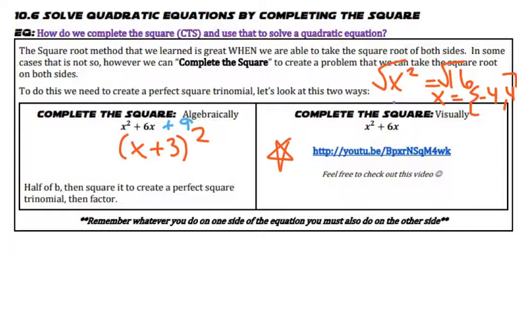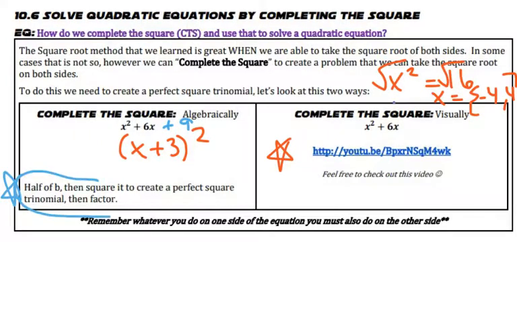So the process that we're going to use each time is that same thought process. How could I add a value that would make this something that factored to be the same set of parentheses or the same factor twice? And there is a shortcut, a little tool that you can use to help you figure out what that value is that you would need to add to both sides. And that shortcut is right down here.